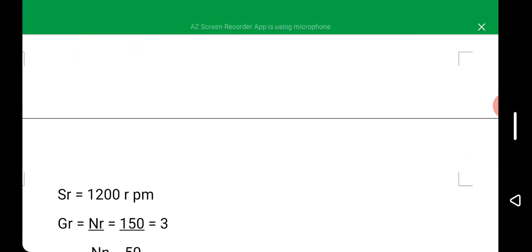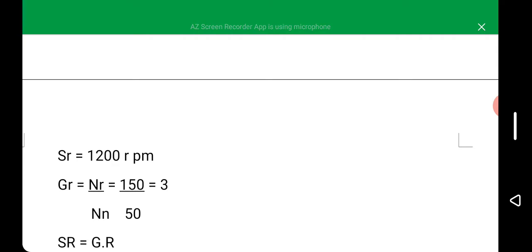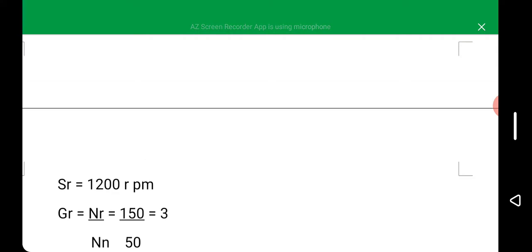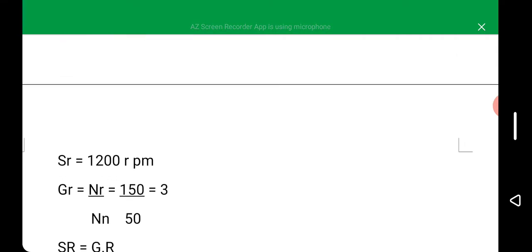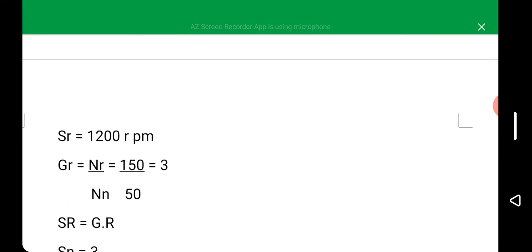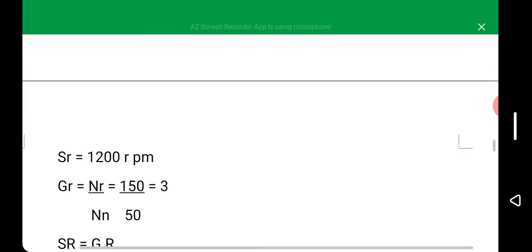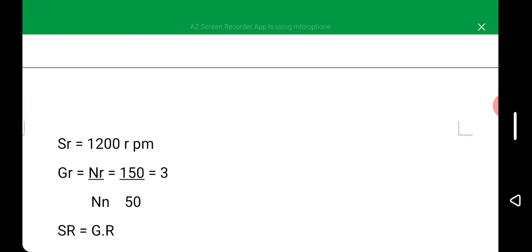Now, the first thing we are going to do is find the gear ratio first. Since both parameters in the gear ratio were given in the question, it's very easy for us to get the gear ratio now. We are given Nr to be 150 and we are given Nn to be 50. You just substitute the values and divide them, and you get 3 as your gear ratio.